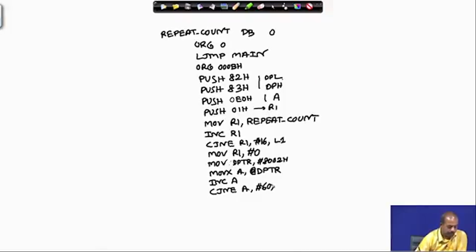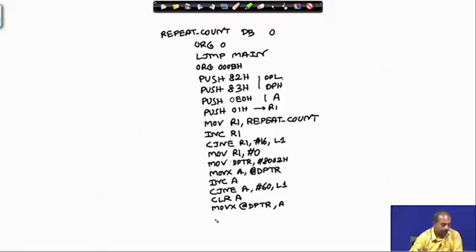So, CJNE A comma #60 comma L1. If it is less than 60, nothing is done, so the updating is over. But if it is 60, then it will come to this point. I clear A, the accumulator, and then I need to save this new value of the accumulator into the location corresponding to the second part. So, movx @DPTR comma A, so it will put 0 onto the second part.